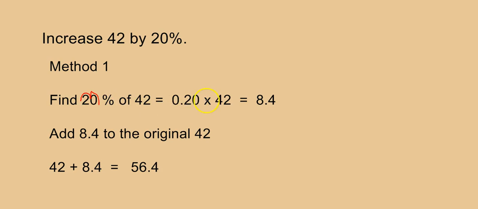Of becomes times, and 42 goes along for the ride. In your calculator, 0.20 times 42 is 8.4. So that's the amount that 42 is going to be increased. So the second step is to add that 8.4 onto the original 42, and you get your final answer, 56.4.